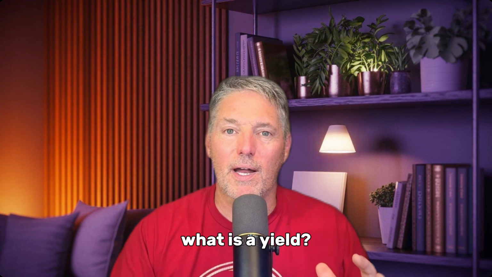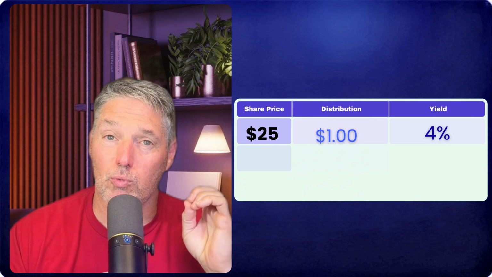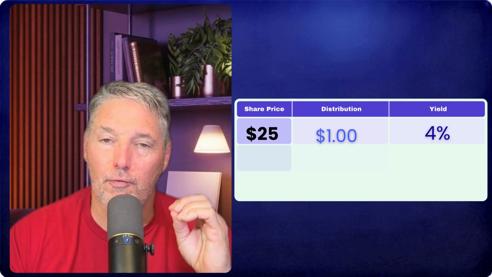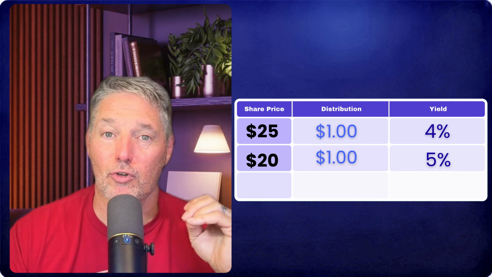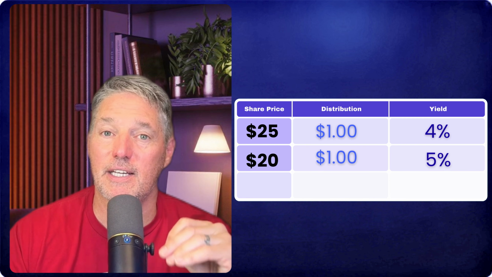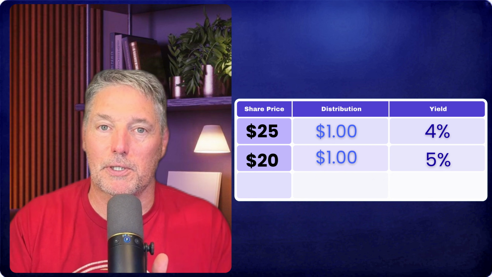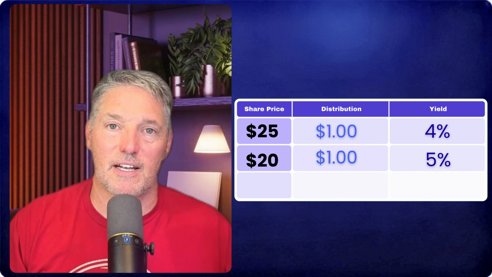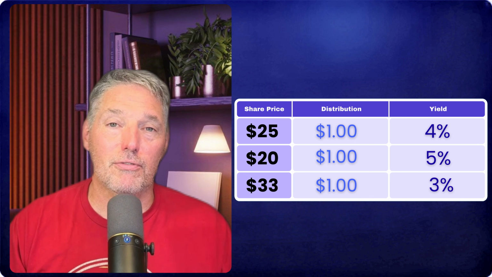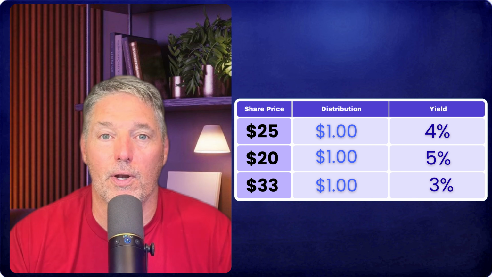Let's dive into some examples here. First, we're going to explain what is a yield. We're going to look at this simple table. If I have a $25 share price and the annual distribution is $1, the yield is 4%. But if the price drops to $20 and it continues to pay that $1 annual distribution, the yield is now 5%. The yield changes because the yield is based on the distribution against the price that it's distributing from. If it goes to $33 for price and continues to pay that $1, now your yield is 3.03%.